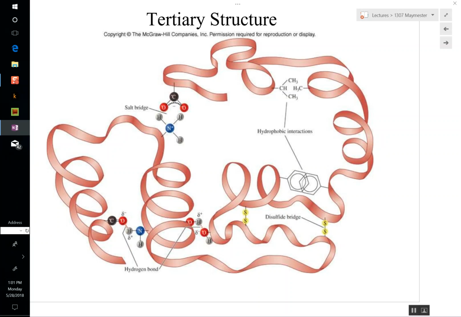Next, we have polar R groups. Polar. So we might have here, what is this, serine, or what's that first one with an alcohol on it? Isn't it one I had you draw? It's got this R group.